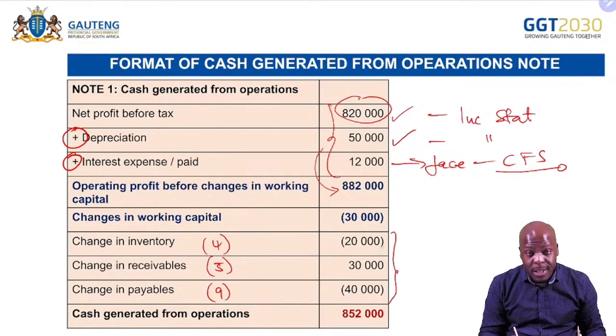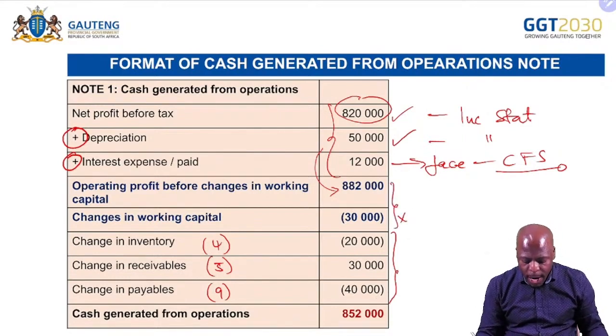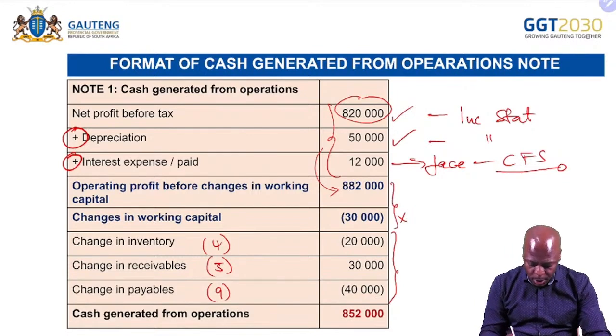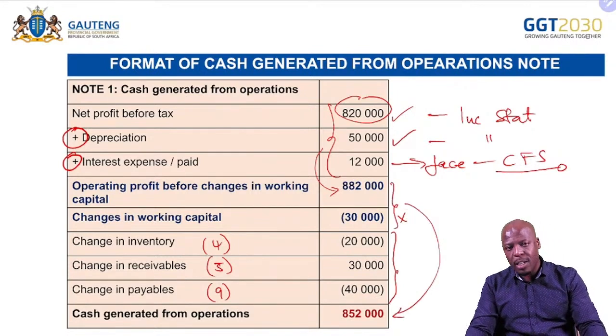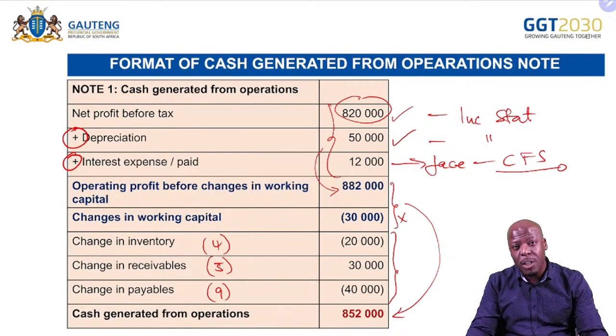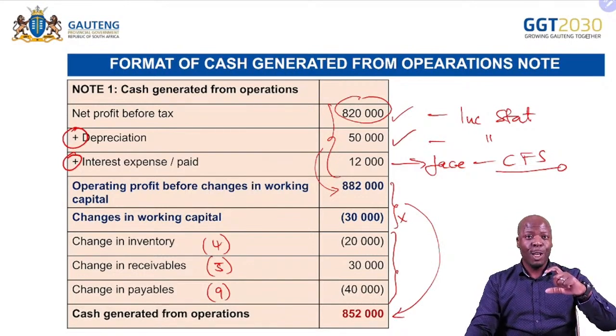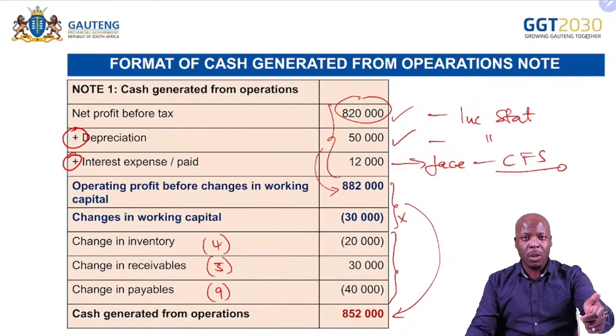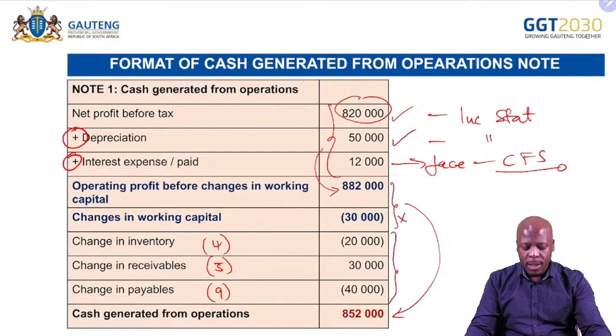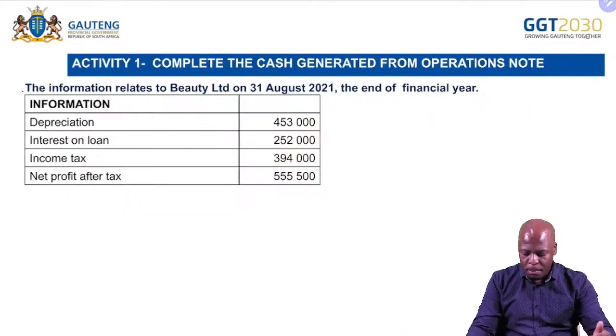And if you say 20,000, which is a negative, you add the 30 and then you subtract the 40, which is also a negative, you're going to end up with your 30,000 there. And when you say your 882, you subtract the 30,000, which is negative, then you have what we call cash generated from operations. Once you have this, you are now one step into the cash flow statement, because this is what we need when we prepare a cash flow statement.